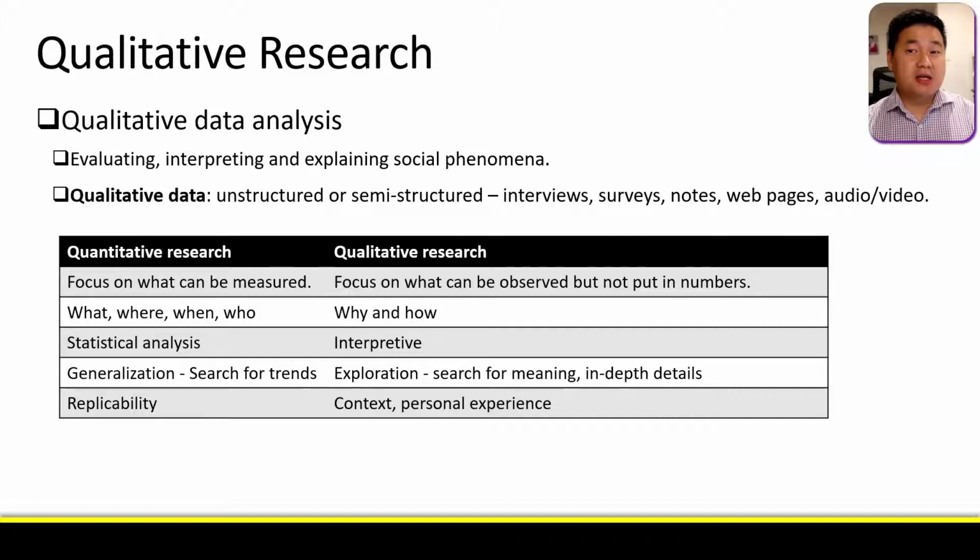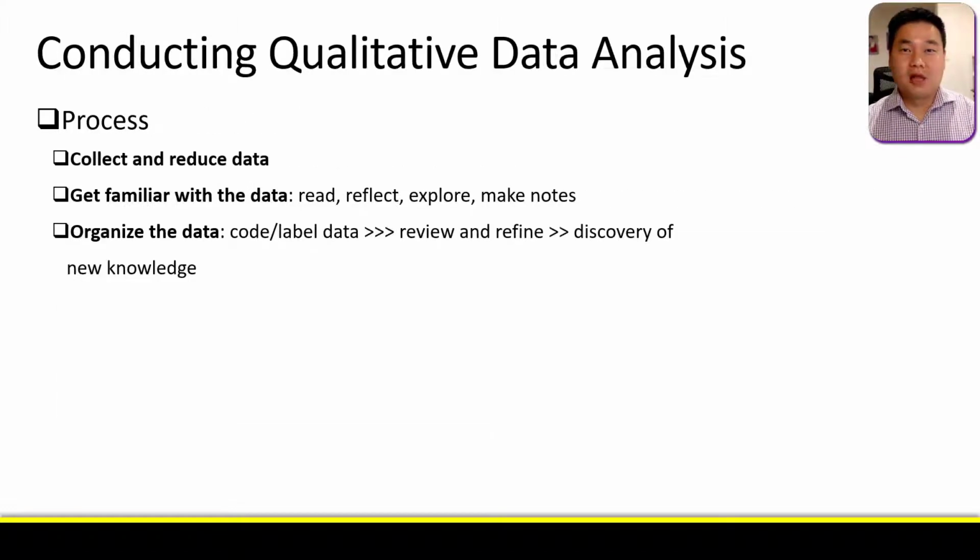How you analyze your data will depend very much on your own decisions, interpretations, your aims, and your research questions. As with any type of analysis, you will start with collecting, cleaning, and reducing data. You then need to get familiar with the data and finally organize it in a manageable way. This is what we mean by coding, that is, reading and assigning labels to different data segments. These labels are often referred to as topics or codes. We then review and refine these codes, and hopefully we can make discoveries of new knowledge.